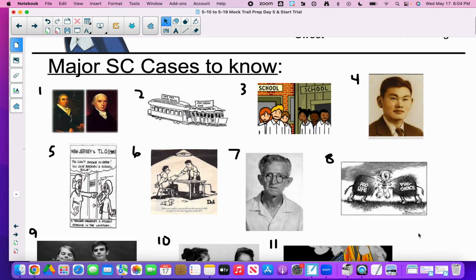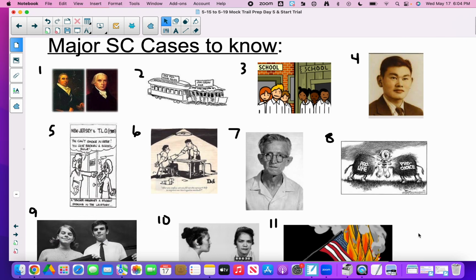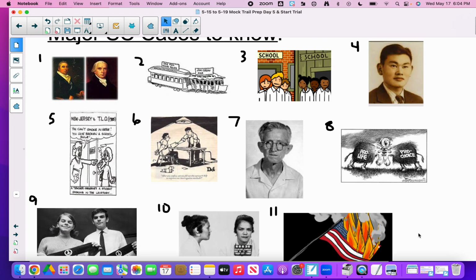There were several major Supreme Court cases you needed to know. I'm going to cover the 11 we covered in class, and then one final thing. So let's start with the first one. In 1803, the Marbury versus Madison case hit the Supreme Court.